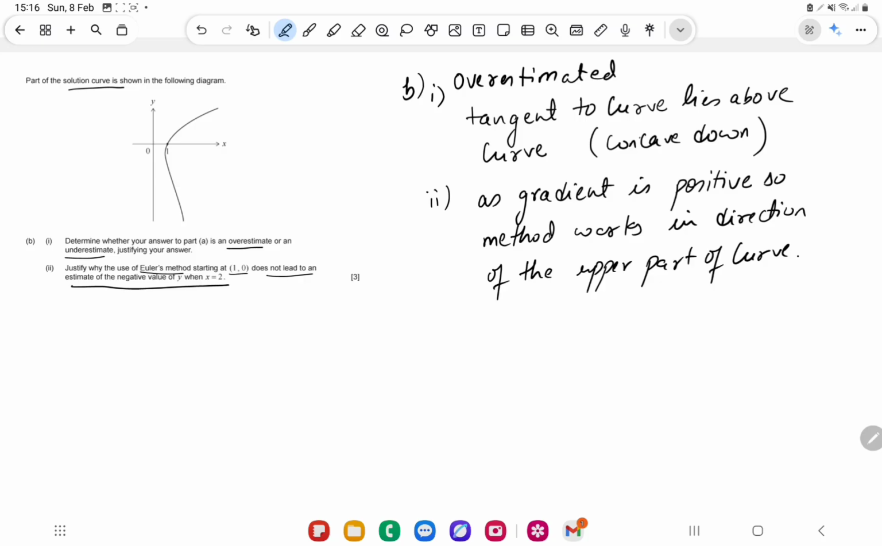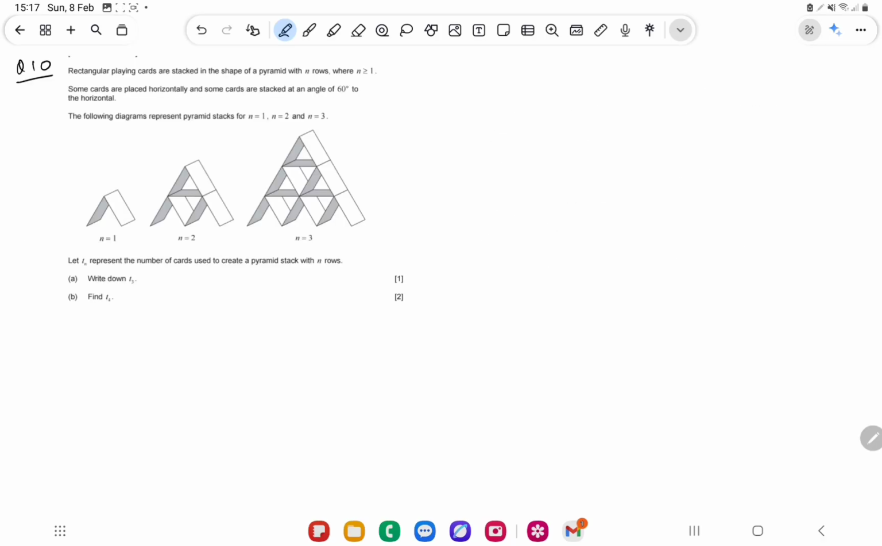Now let's move to question number 10, and this comes under section B. In this question, rectangular playing cards are stacked in the shape of a pyramid with n rows, where the number of rows is greater than or equal to 1, and they are stacked at an angle of 60 degrees to the horizontal. The following diagram is given to us for n values 1, 2 and 3, where Tn represents the number of cards used to create the pyramid stack with n rows. We have to find T3 and T4.